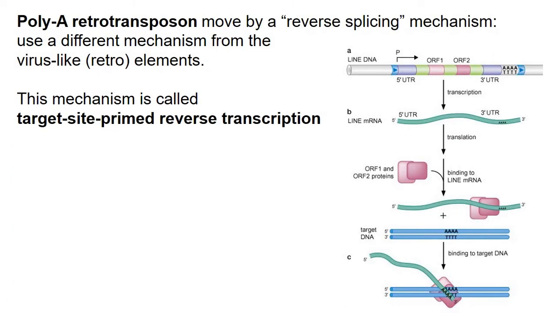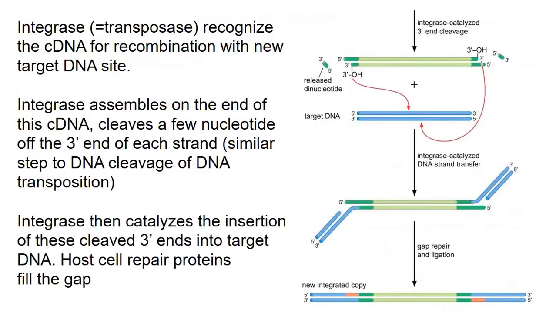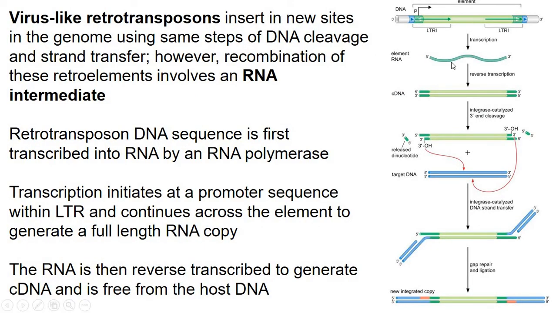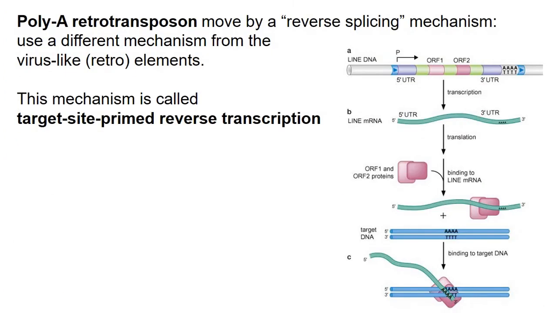Poly-A retrotransposons, or non-viral retrotransposons. Another thing I wanted to mention here is that you can see how they are structurally very similar to viruses, and that's why it's believed that these used to be viral DNA that has now been integrated into the genome and became part of the genome. Poly-A retrotransposons use a different mechanism than virus-like retrotransposons in order to transpose from one place to another place in the genome.